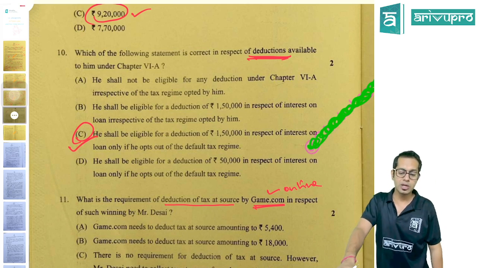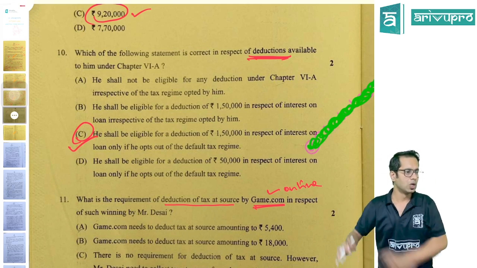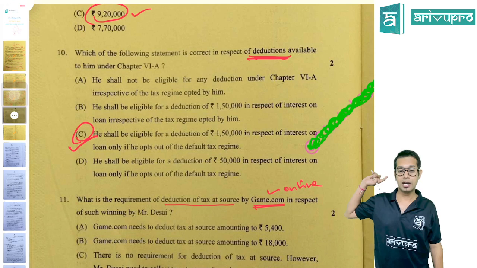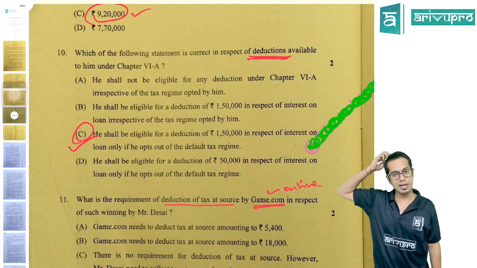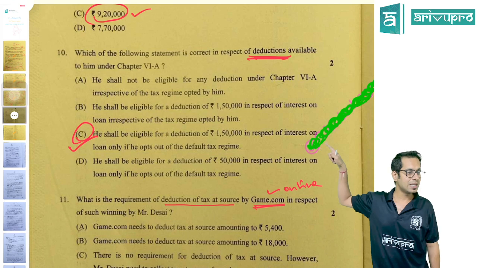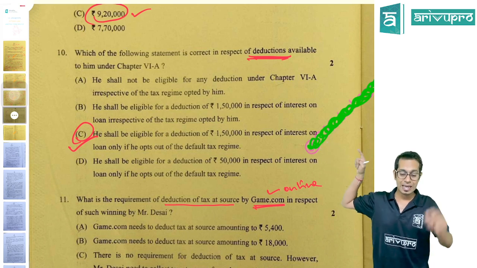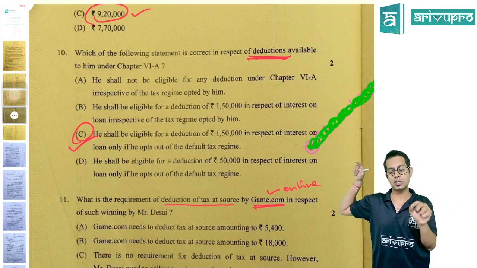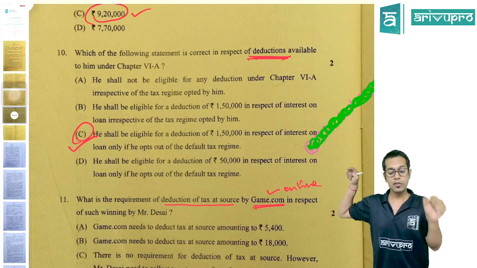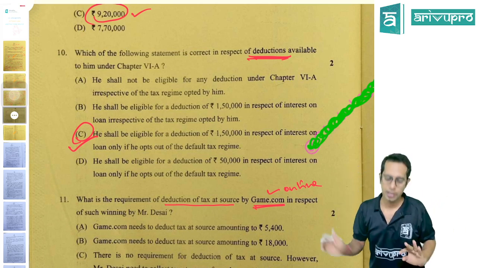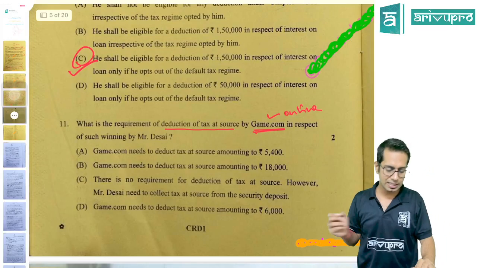What is true in the below? Because he has opted for default regime, under 115BAC you won't get any deduction under chapter 6A. So what is the third statement? Whatever the third statement is telling, that is right. He shall be eligible for deduction of 1,50,000 in respect of interest on loan only if he opts out of default regime.